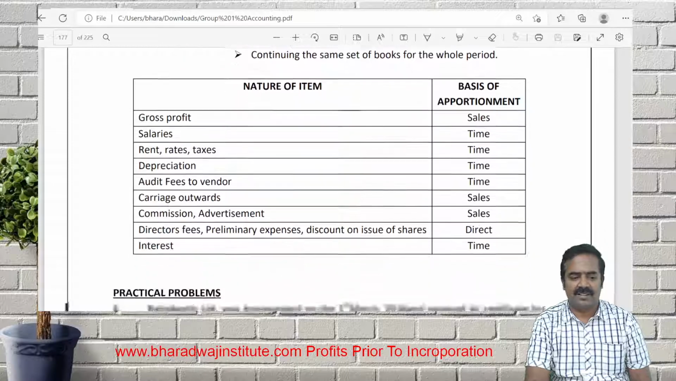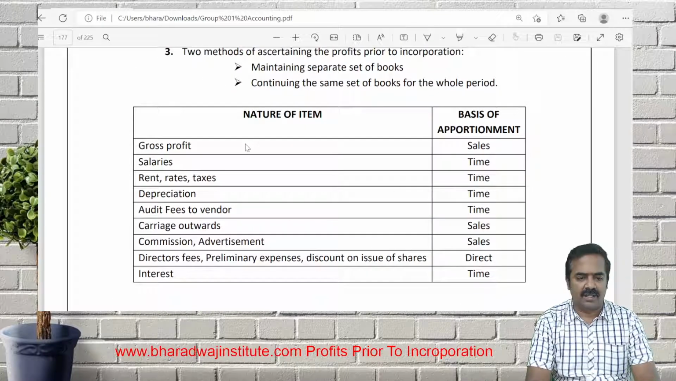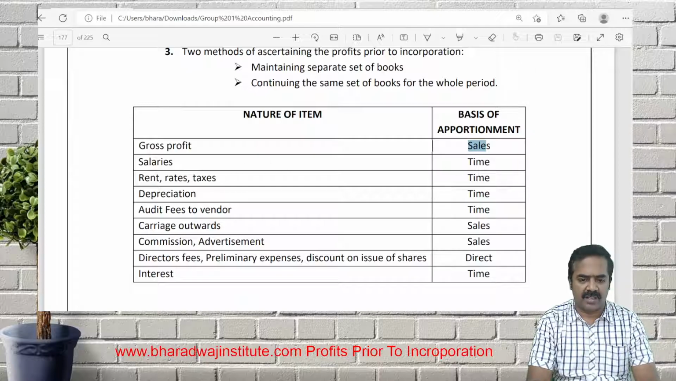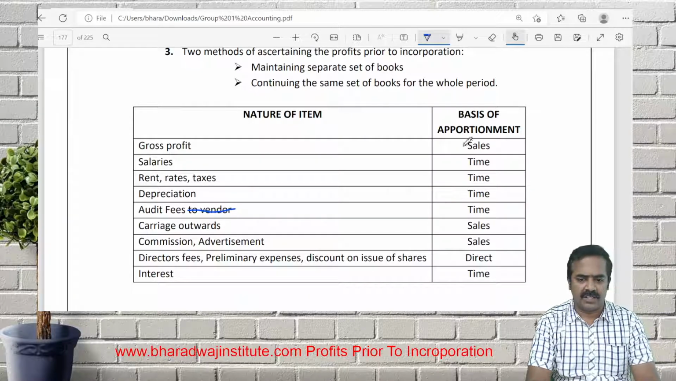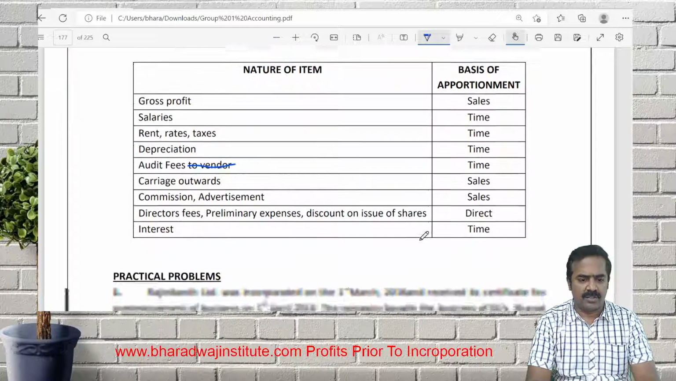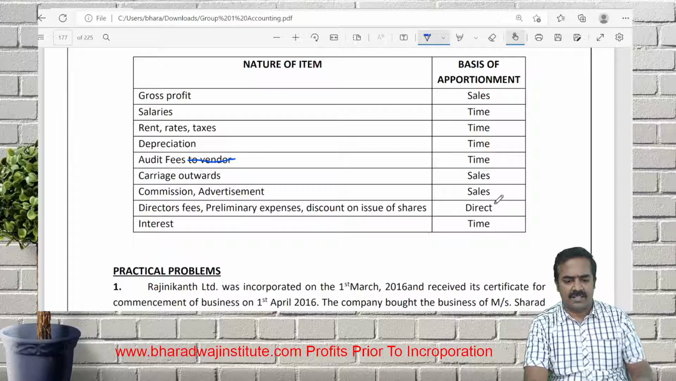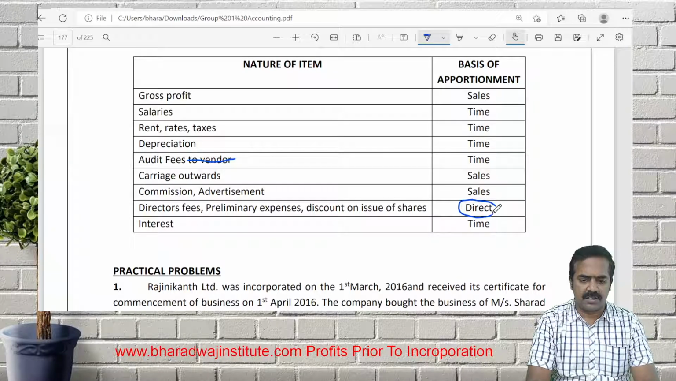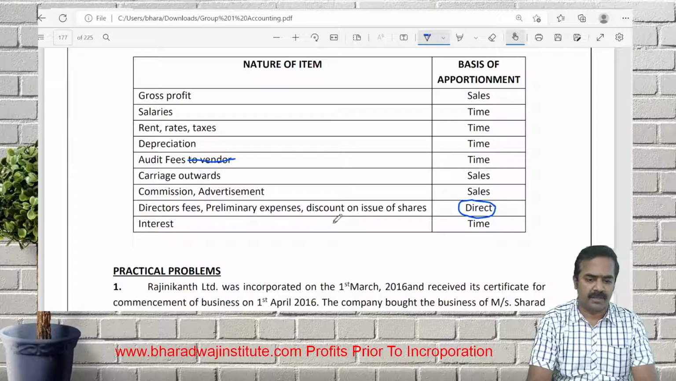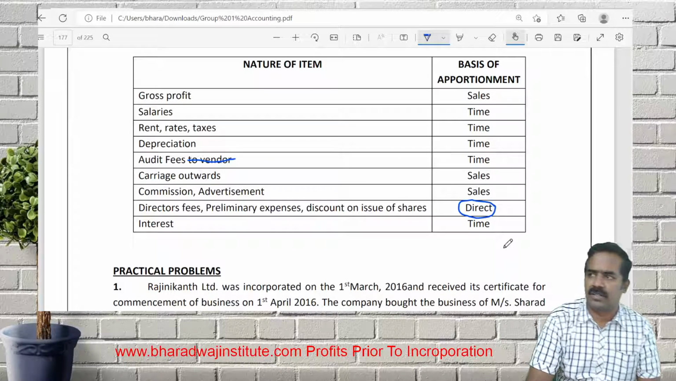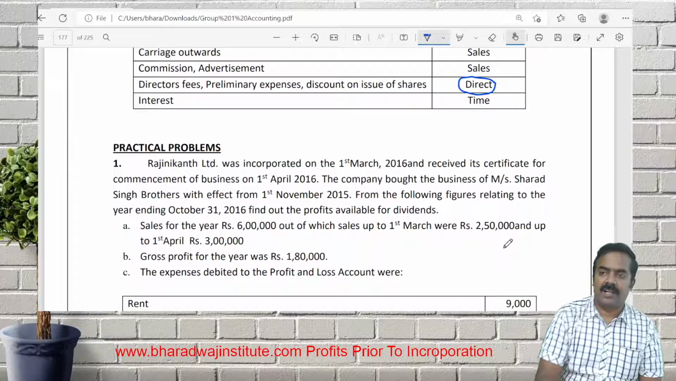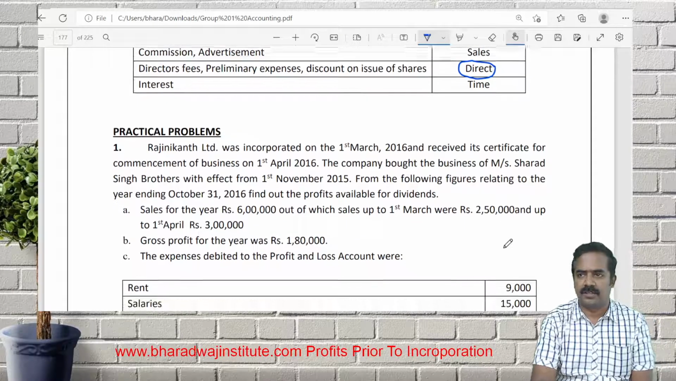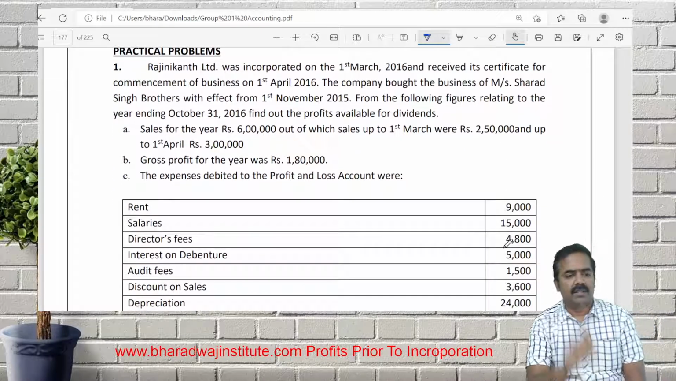Now let us come to the examination or question part. This we learnt already. Gross profit, sales ratio. Salary, time ratio. Rent and rates, time ratio. Depreciation, time ratio. Audit fees, time ratio. Carriage outward, sales ratio. Commission, advertisement, etc., sales ratio. Directors fees, preliminary expenses, discount on issue of shares will be allocated to what? Post incorporation period. Interest, general interest will be apportioned on what ratio? Time ratio. Direct means it will be directly charged to the post incorporation period, no ratio. We'll see. Go to question number 1.